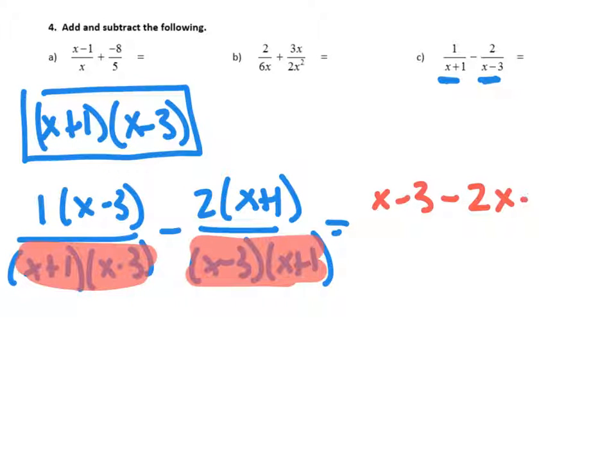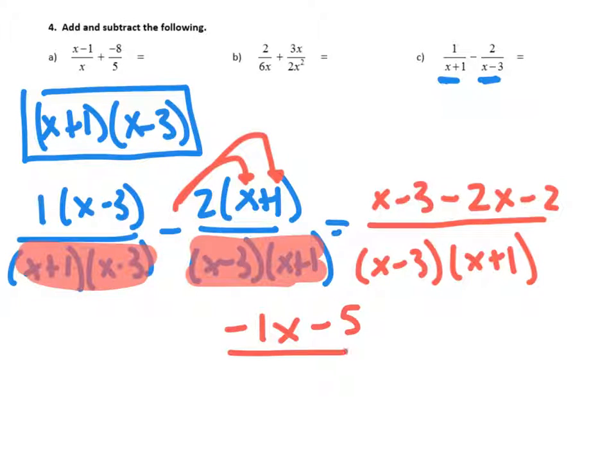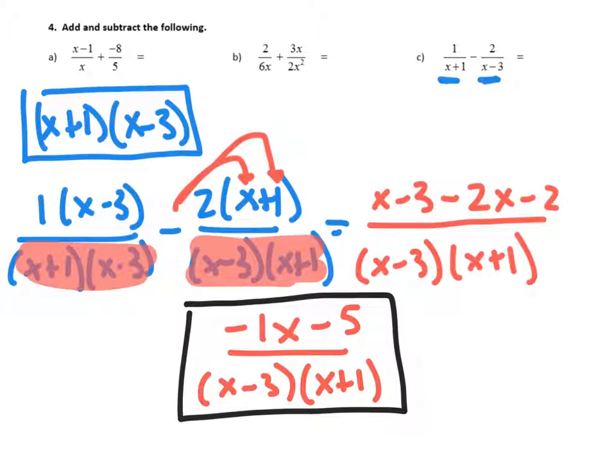minus 2x minus 2. Now what I'm doing is I'm multiplying this times this, the negative 2x, and the negative 2 times this, all over our magical x minus 3, x plus 1. And then we're going to combine like terms. So the x minus 2x gives me minus 1x, and a minus 3, and the minus 2 gives me minus 5, all over x minus 3, x plus 1. Now I could pull out a negative there and I would get x plus 5, but it doesn't change what I could reduce, so this would be the answer.